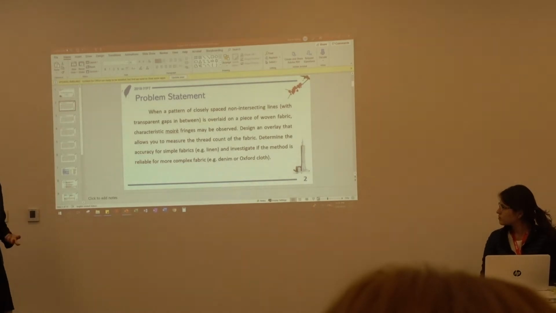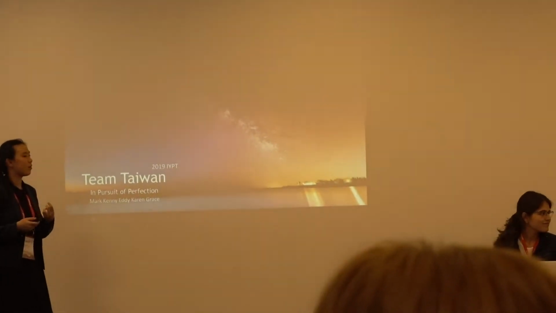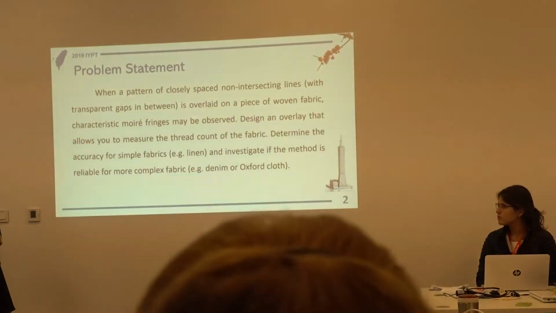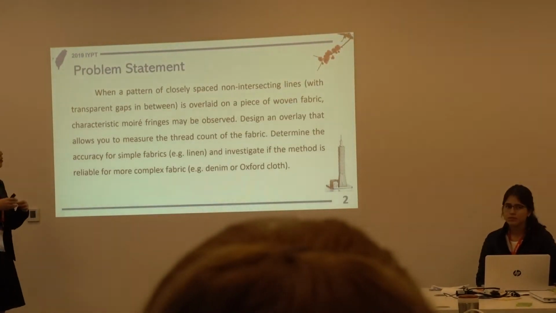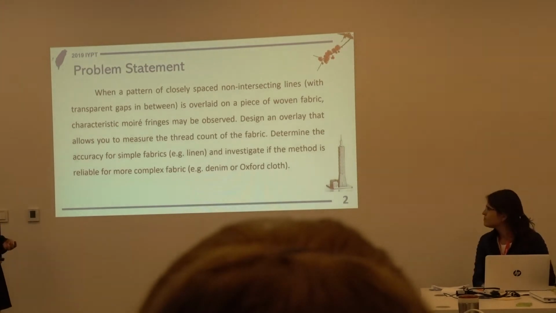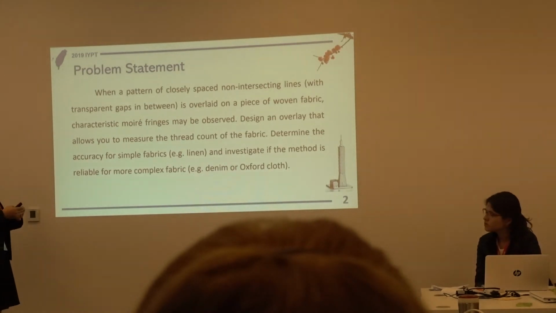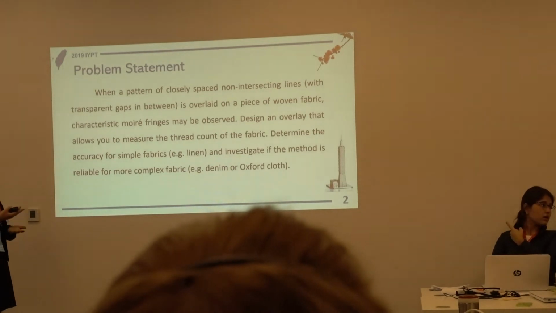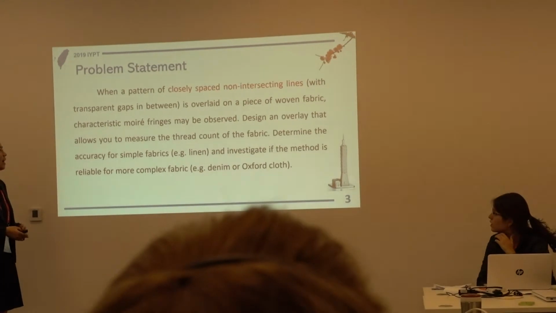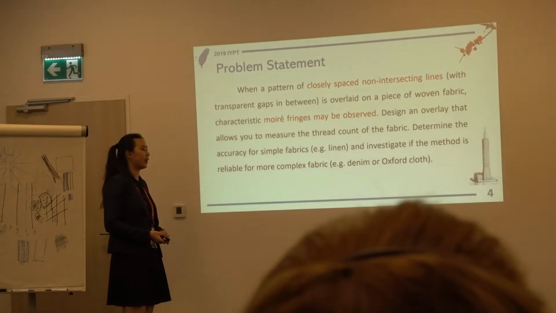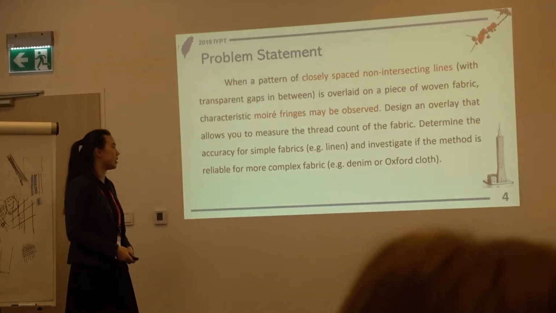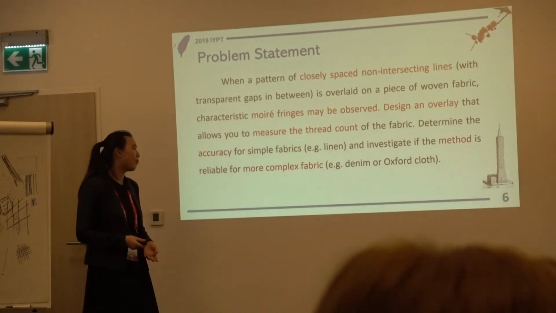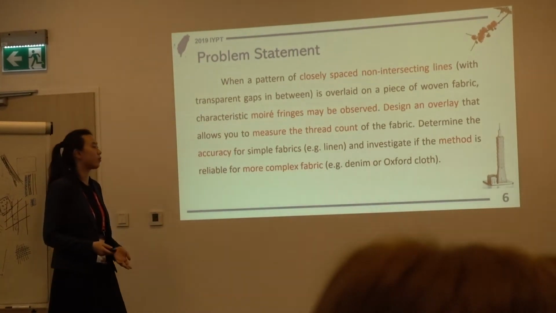The problem statement asks us to investigate how the pattern of closely spaced non-intersecting lines behaves when overlaid on a piece of woven fabric, and we are to observe the Moiré fringes. After that, we have to design an overlay that allows us to measure the thread count of the fabric. And then we need to determine the accuracy for simple fabrics, and investigate if the method is reliable for more complex fabrics, like denim or Oxford cloth.